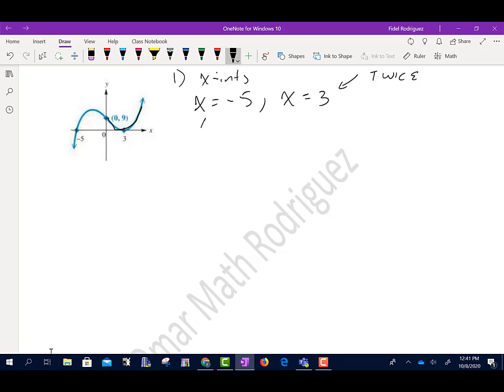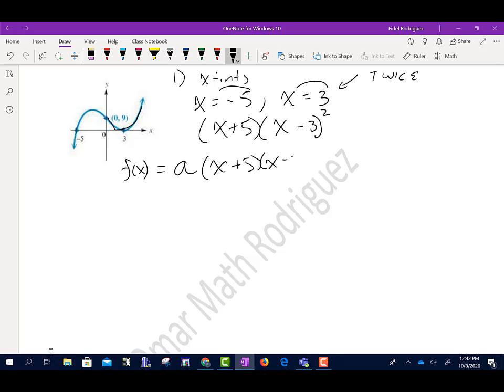So now I'm going to write out my factors. When I bring that 5 over, that's going to become an x plus 5. When I bring that 3 over, it's going to become an x minus 3, and we said we're going to have 2 of them, right? So now we're going to say f of x is equal to whatever my a number is, right? x plus 5 and x minus 3 squared.